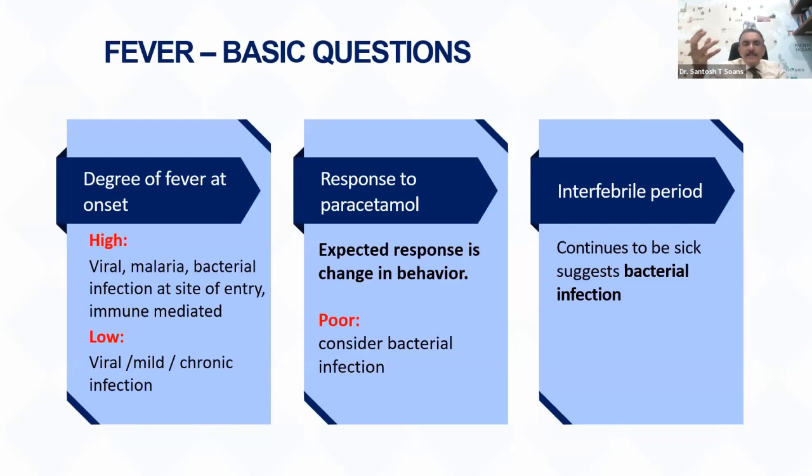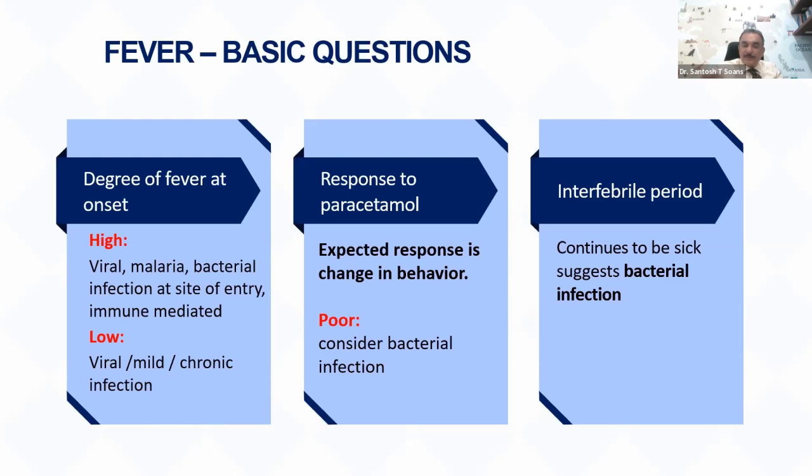So the main thing about the fever is there are some basic things you need to do or ask. What are those? Degree of fever at onset. When the degree of fever is high at the onset of the disease, then you can make a diagnosis whether it's viral, malaria, bacteria at the site of injury, or immune mediated. If it is a low degree of fever at the onset, viral can be high or low. Chronic infection can have that.